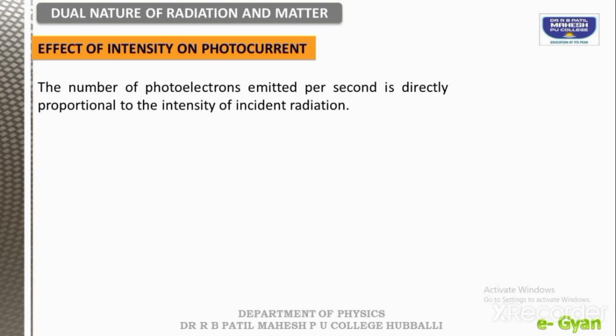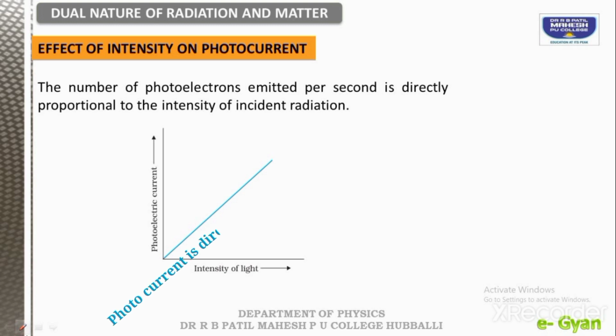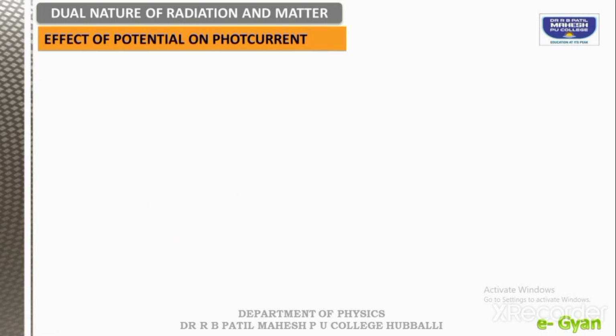The number of photoelectrons emitted per second is directly proportional to the intensity of incident radiation. So, here we will get the graph like this. Photocurrent is on the y-axis, intensity of light is on the x-axis. And the second point is the effect of potential on photocurrent.